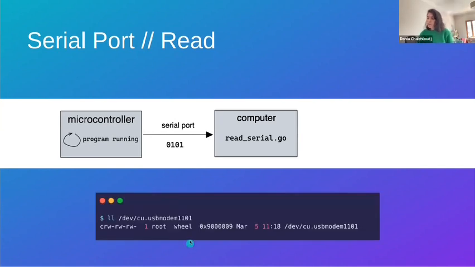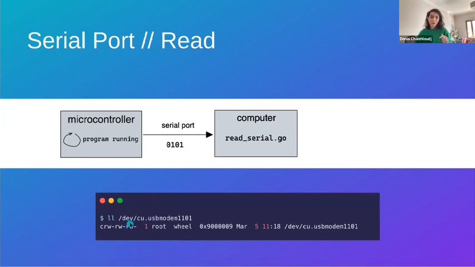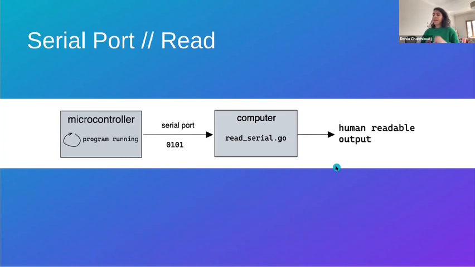So the serial port, just to mention, you can find it in /dev if you're running on Linux or OS X. This is the name of it, the USB modem, because it's plugged in on USB, and the number. And at the end, we have what we want, a human readable output. So we can actually see the text that is displayed, not in 0 and 1.